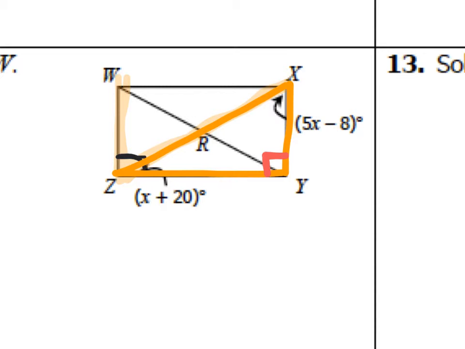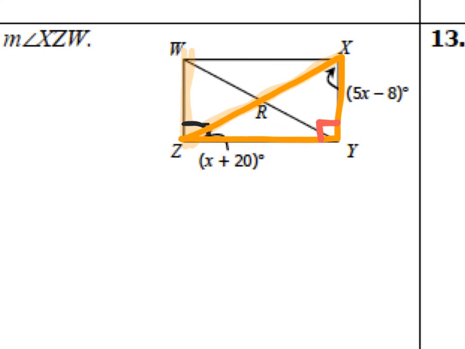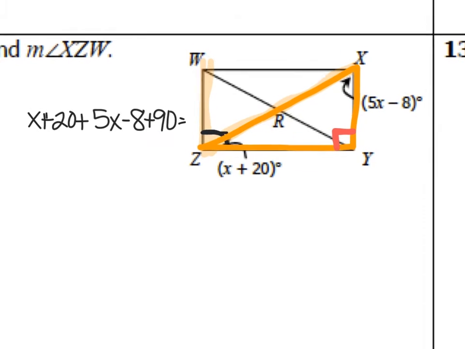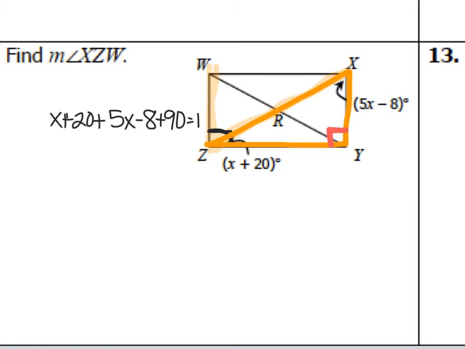Okay? So I know that I can take x plus 20 plus 5x minus 8 plus 90 equals 180. We can combine like terms from here. So x and 5x gives me 6x.